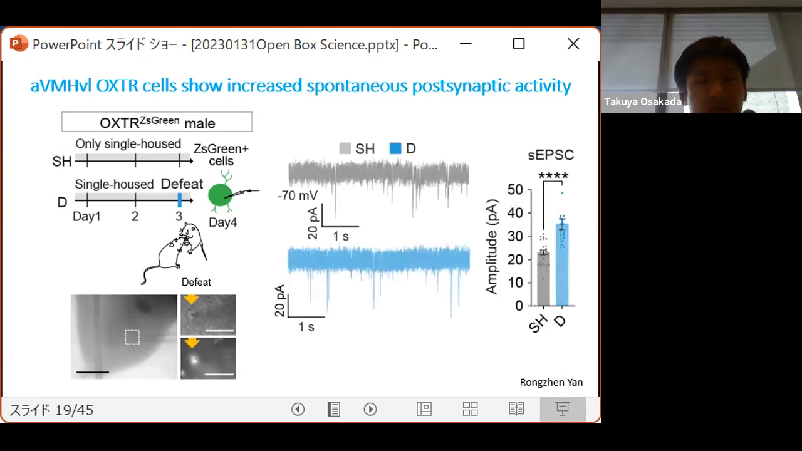So here is the data. When we performed recordings from the oxytocin receptor positive cells in the anterior part of the BMHBL, we found an increase in spontaneous EPSCs. And this data supports the GCaMP recording I previously showed, to identify the change of their properties after defeat events.